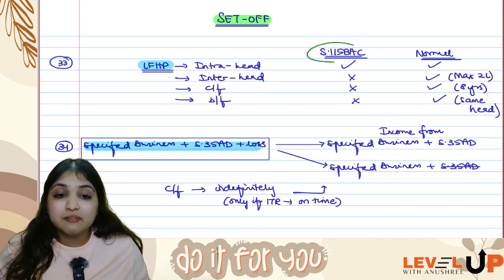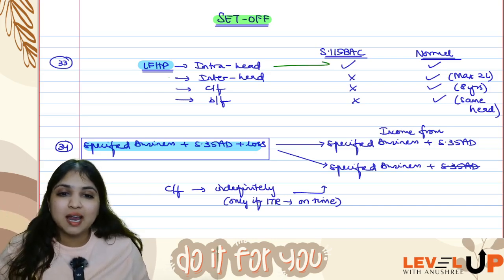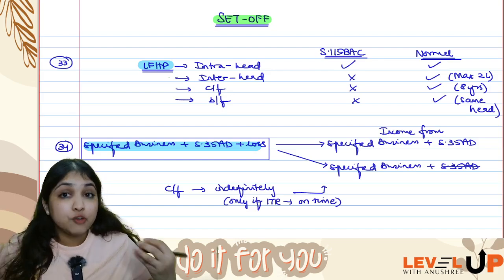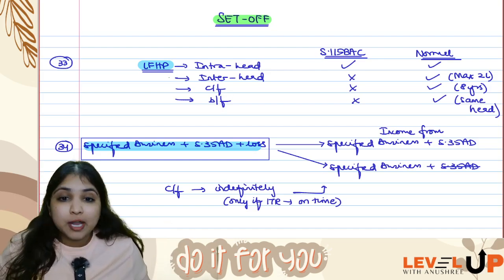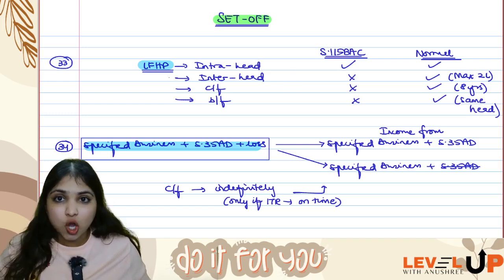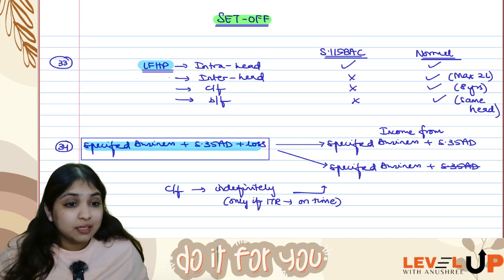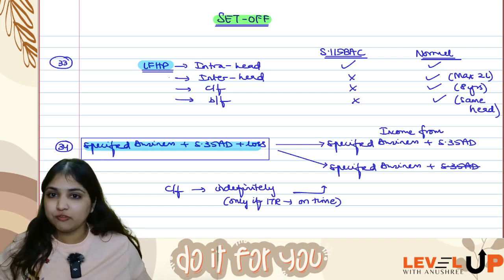In simple words, if the assessee is following the default regime 115BAC, you can only do intra-head adjustment of loss from house property. If you are not able to do it, it will simply lapse. You cannot do inter-head, you cannot carry forward, you also cannot bring forward earlier years' loss from house property. But under the normal regime, you can do all 4. You can do intra-head, you can do inter-head, but inter-head maximum only 2 lakhs. You can carry forward for 8 years. You can also bring it forward from the last year.